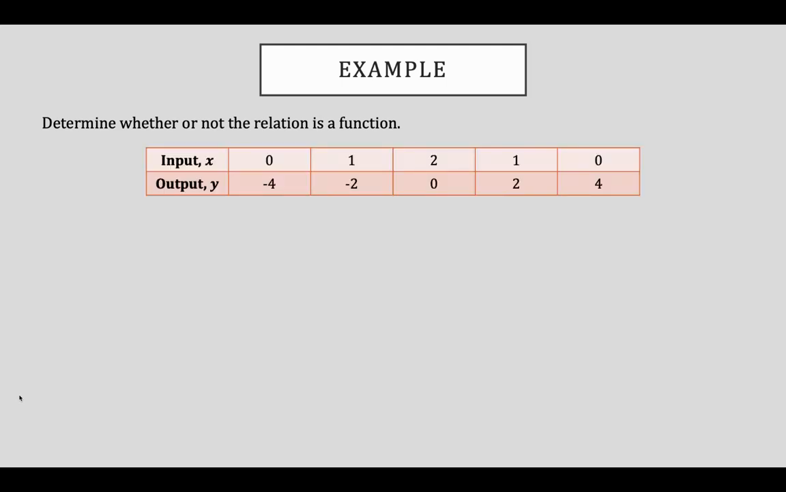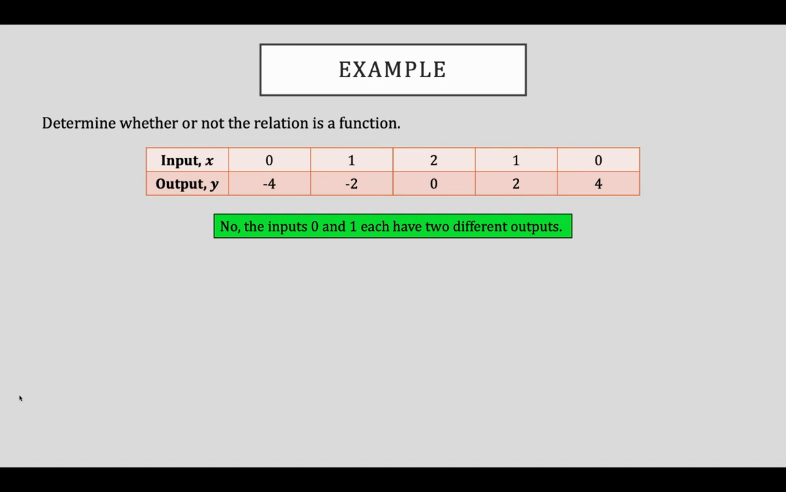Determine whether or not the relation is a function. All right, now we have a table of values. Well, this is saying if my input is 0, I get out -4. If my input is 1, I get out -2. If my input is 2, I get out 0. If my input is 1, I get out 2. And if my input is 0, I get out 4. Well, this is telling me that if I plug in 0, I'll get out -4, but also +4. If I plug in 1, I get out -2, but also +2. This means that this is not a function. We have 2 different outputs for the same input.